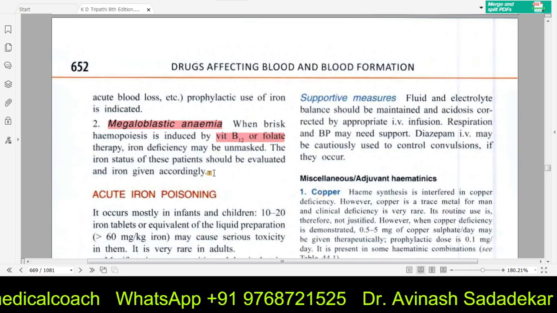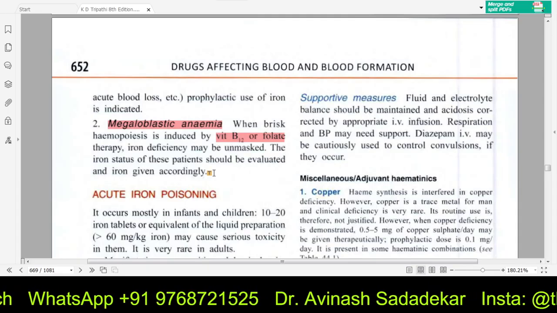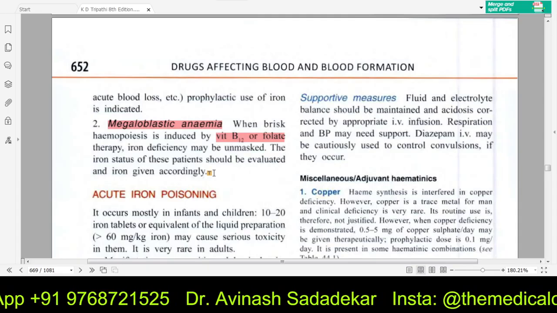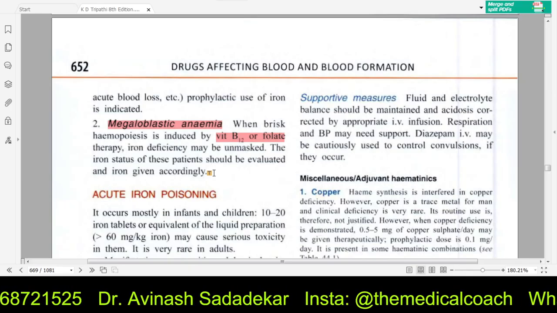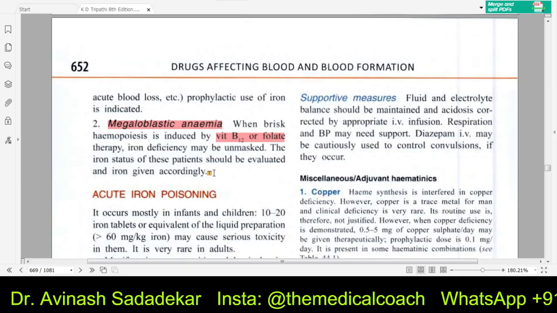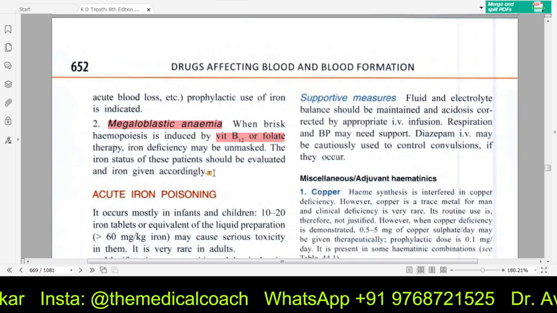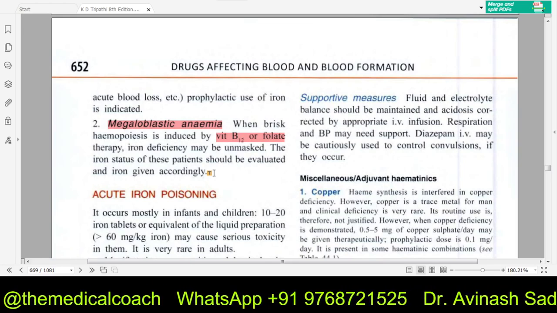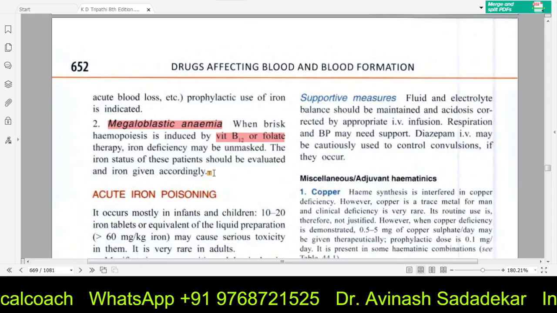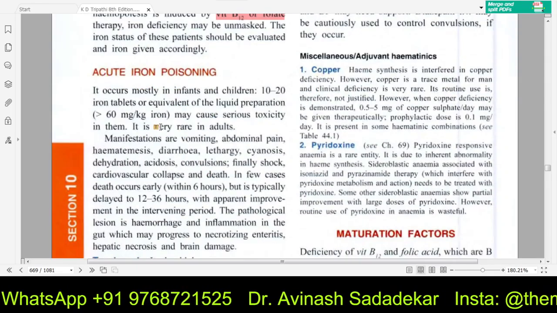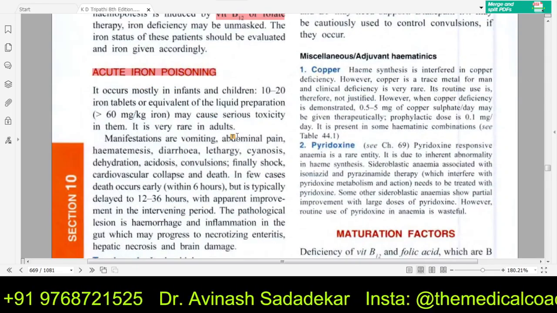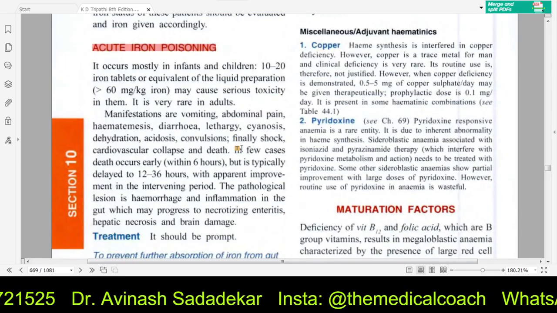The idea is very simple. If a person is deficient for vitamin B12 and folate, the person is as well deficient for iron. So you first correct megaloblastic anemia, and as that is getting corrected, you will also add iron, otherwise iron deficiency might get unmasked. Which brings me to acute iron poisoning, the last topic from this particular chapter.